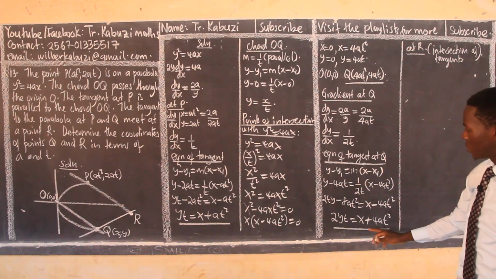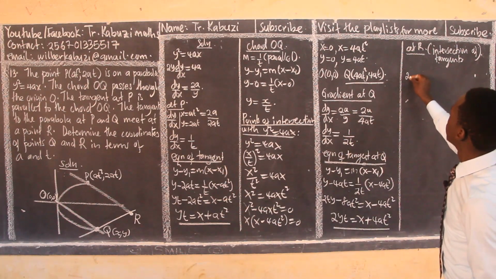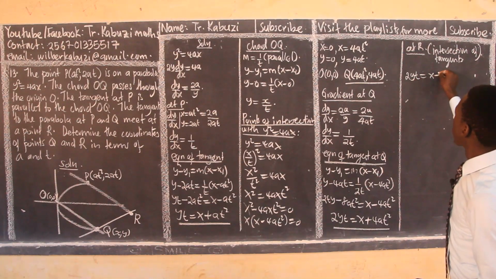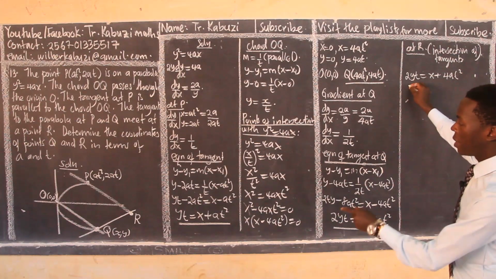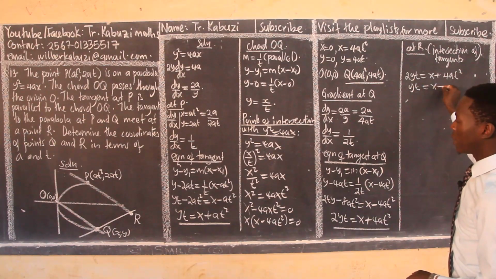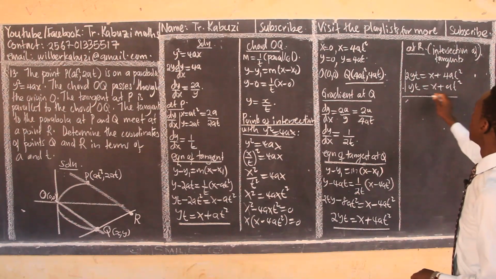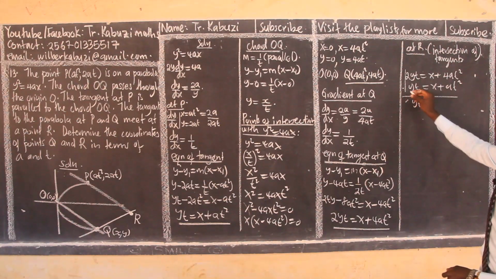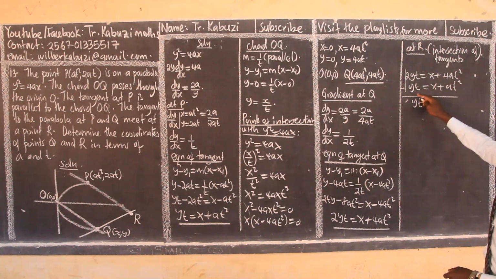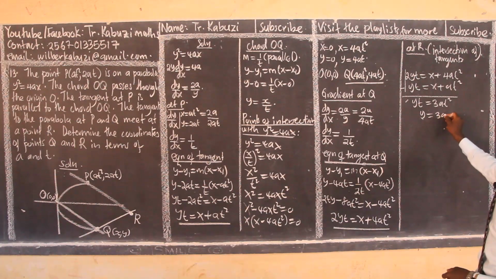So now I just need this tangent and this tangent here. I start with 2yt equals x plus 4a t squared. Then I have the other one, yt equals x plus 8a t squared. Then I solve these two. If I solve this, I get yt equaling, x will go as I'm subtracting, this minus this, 3a t squared. If we divide through by t, my y becomes 3at.